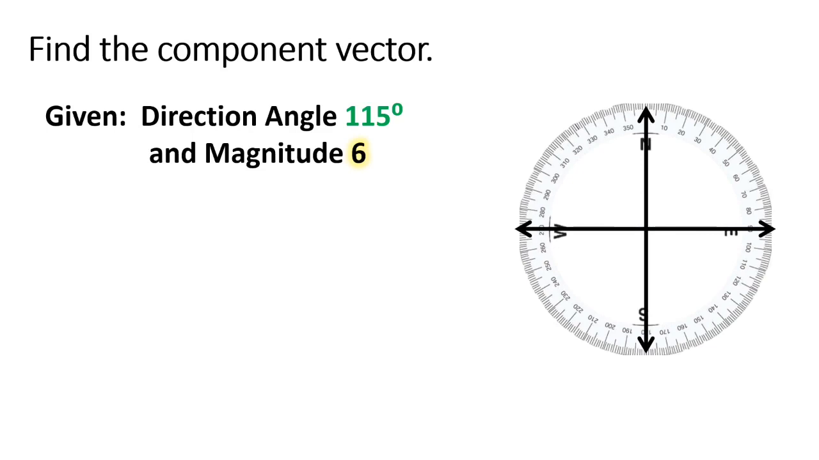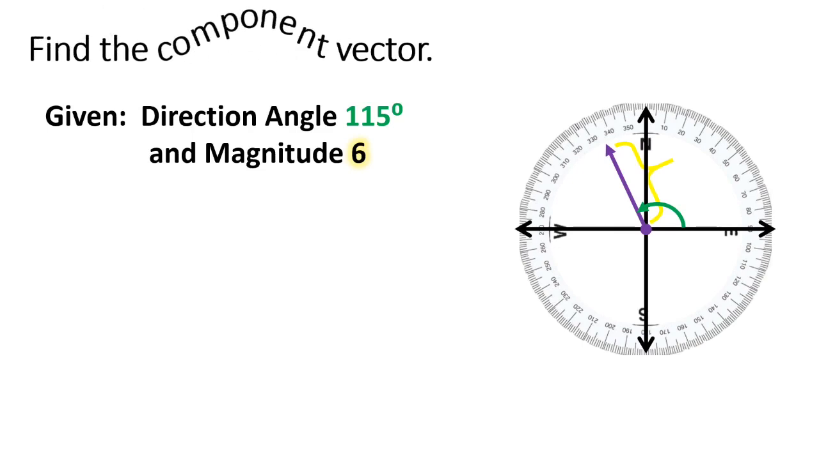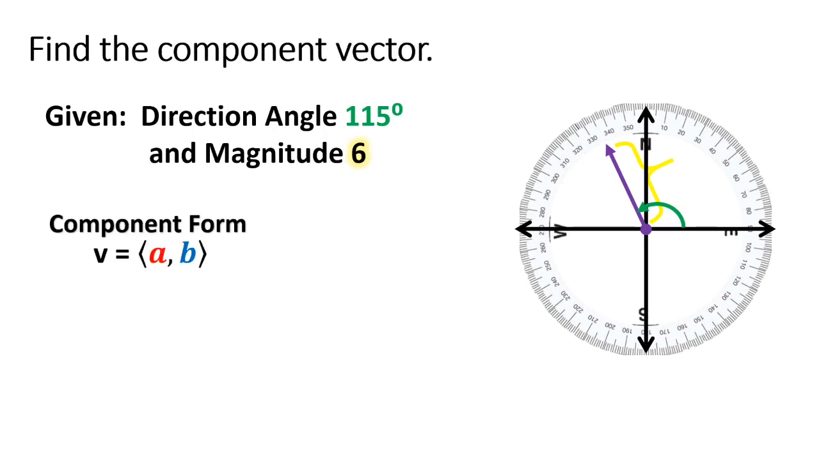First, we're going to sketch the graph of the vector described. The direction angle here is 115 degrees, and the length of this vector is 6. We want to write the vector in component form. Remember, component form just means how far you have to move right or left from the tail, comma, how much you have to move up or down to arrive at the head.